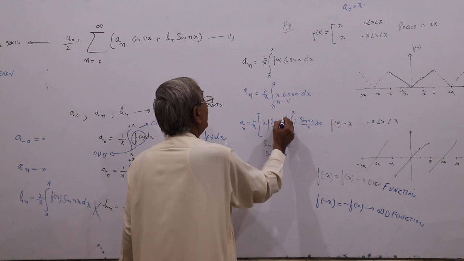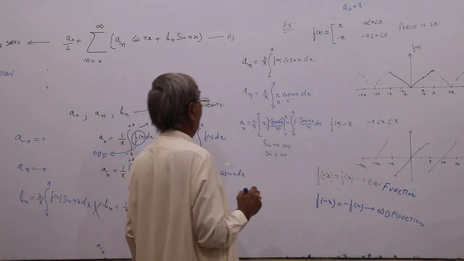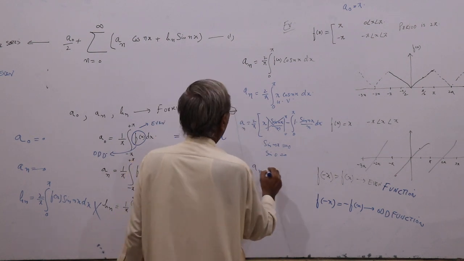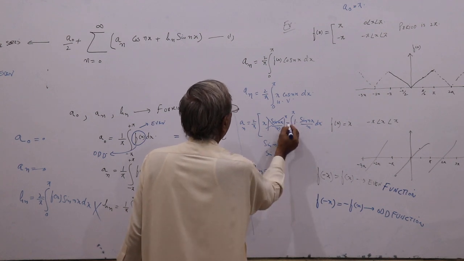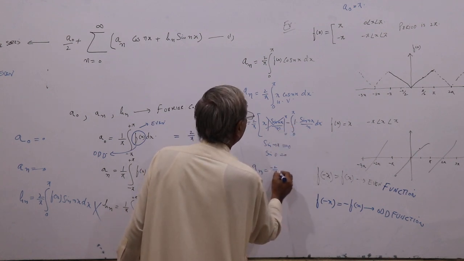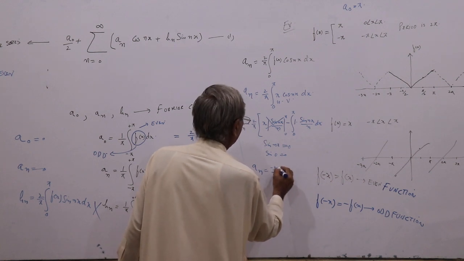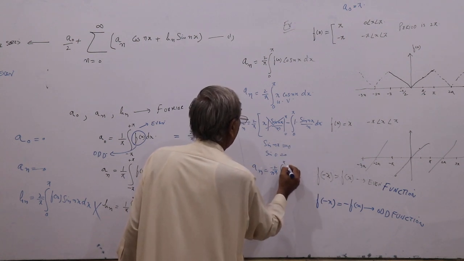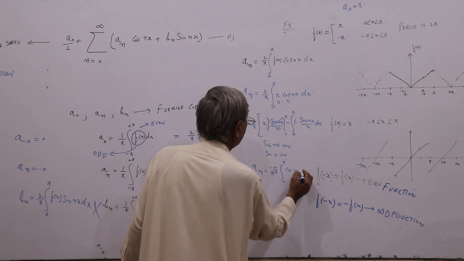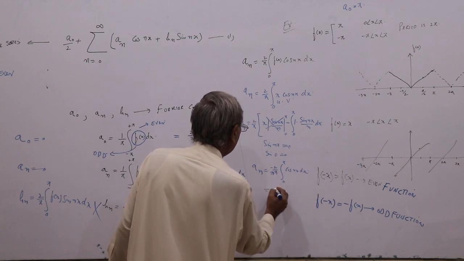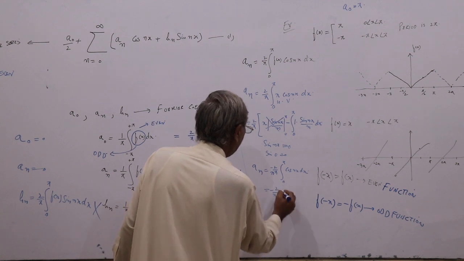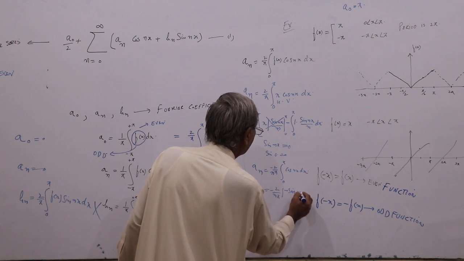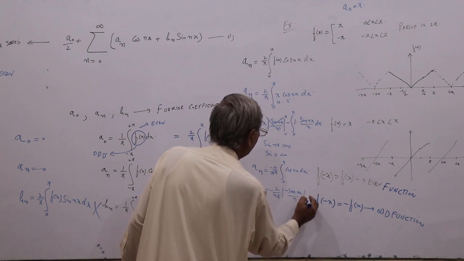Okay, so we don't want it. And your an will be equal to minus 2 over pi, n is there, and your integral is 0 to pi cosine of nx dx. Now, if you integrate it, 2 over n pi, it is minus sine nx over n, 0 to pi.